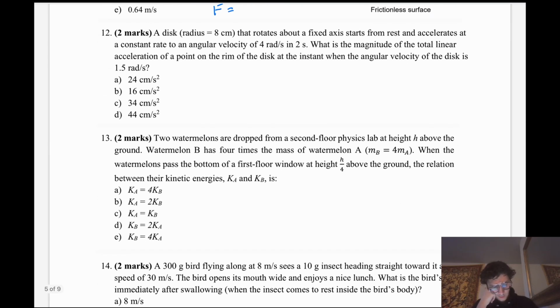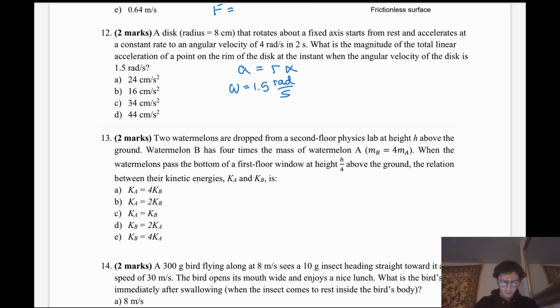Oof. 12. A disk, radius 8 centimeters, that rotates about a fixed axis, starts from rest and accelerates at a constant rate to an angular velocity of 4 radians per second in 2 seconds. What is the magnitude of the total linear acceleration at a point on the rim of the disk? Linear acceleration. So linear acceleration, automatically I'm thinking of a is equal to r alpha. At a point on the rim of the disk at an instant when the angular velocity of the disk is equal to 1.5 rads per second.